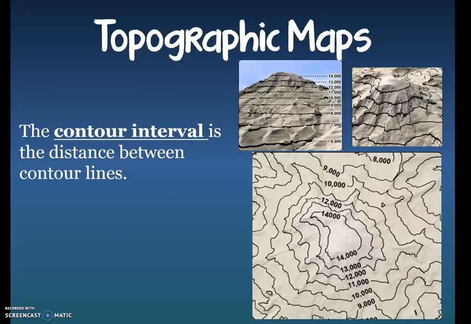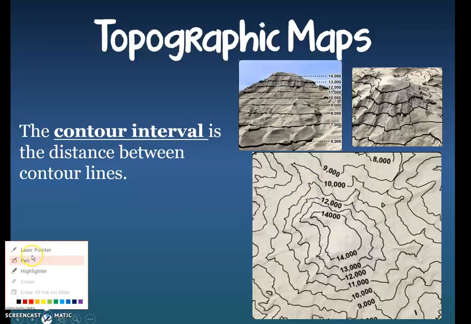Now that we've talked about contour lines, a contour interval is the distance between contour lines. It's going to depend from map to map. If you look at this map, you might think at first, if you just look here, that the contour lines are 2,000 meters apart, but you need to count even the lines that aren't labeled. Here this one goes from 9,000 to 10,000. So this unlabeled line here would be 11,000.